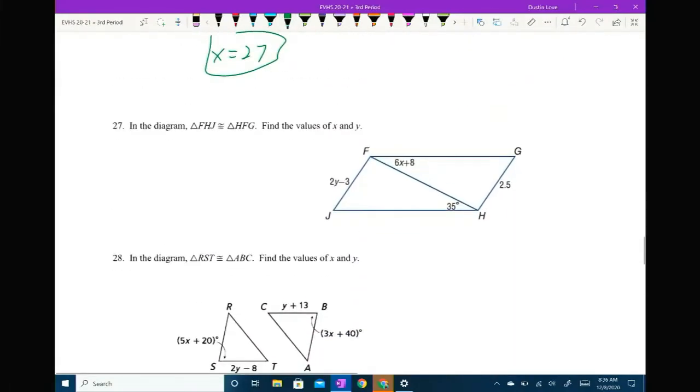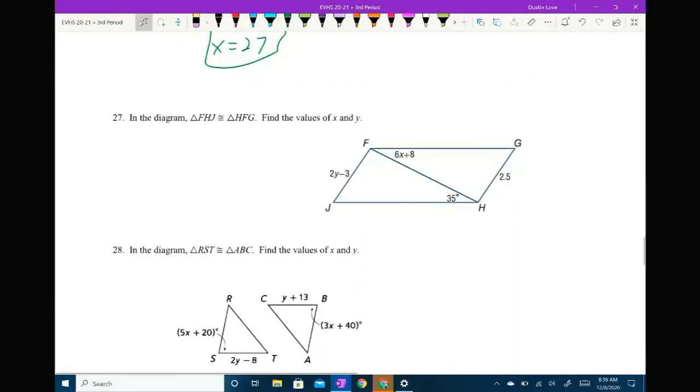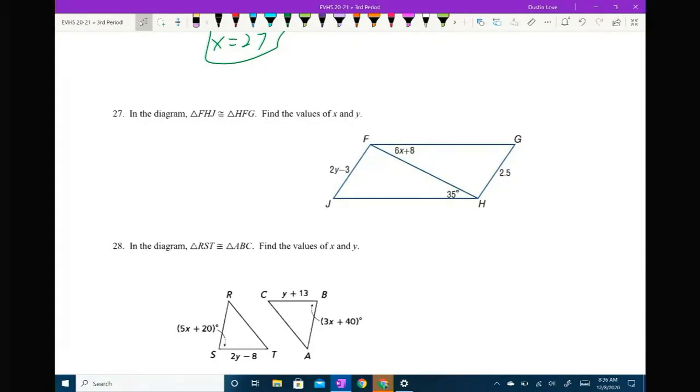Hey, the answer was 27. That's problem 27. Okay, triangle FHJ is congruent to HFG. I'm not going to make the same mistake here. Here I've got angle GFH, position 3, 2, 1. That means it's going to be congruent to triangle JHF, position 3, 2, 1. So JHF is this one. So these two are congruent.